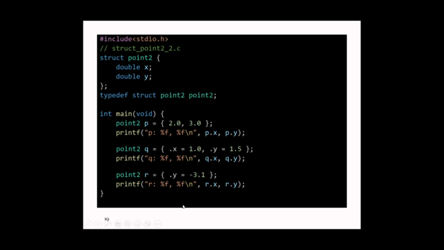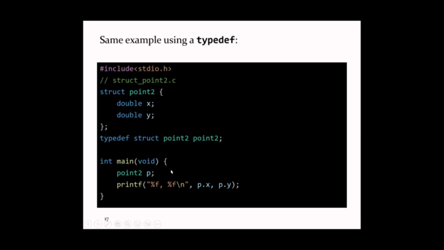But only if you attempt to actually initialize it. Here I'm actually trying to initialize the structure, so r.x will get assigned the value 0. If you don't initialize the structure like this, so here it's just point2 p, then the members are not initialized. So you could have any values for p.x and p.y in this case.